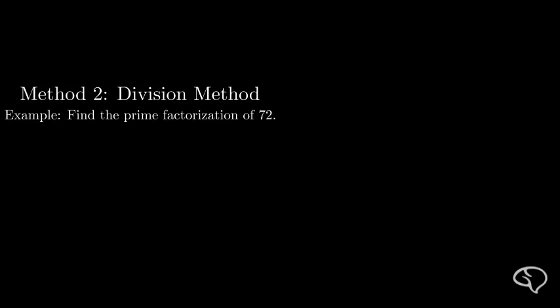Now let's look at a second method, which is often more efficient for larger numbers. This is called the division method. The division method involves repeatedly dividing the number by the smallest possible prime number until you are left with 1. We use a special division symbol that looks like an upside-down long division bracket. We write the number we want to factor, 72, inside this bracket.